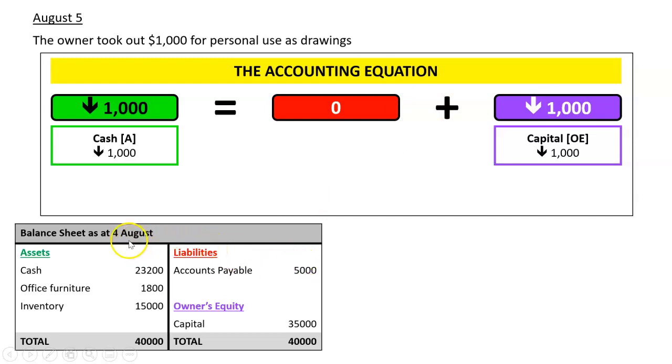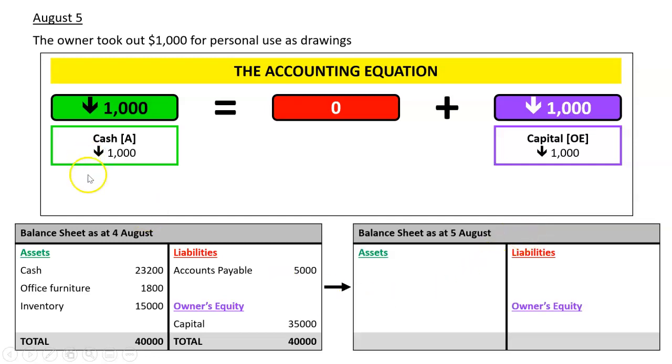Let's update this balance sheet though so we can fulfill our double entry rules. Here it was on the 4th. Let's update it now after this on the 5th. Let's start with the cash. I had 23,200, but I've got to take out $1,000 for cash, so that should be 22,200.